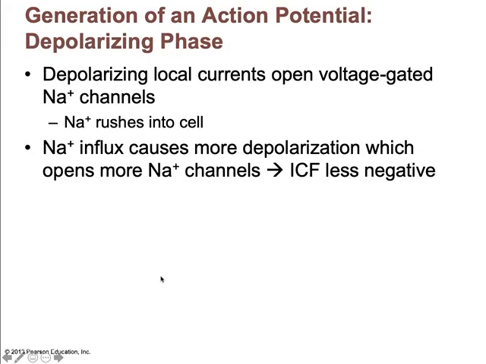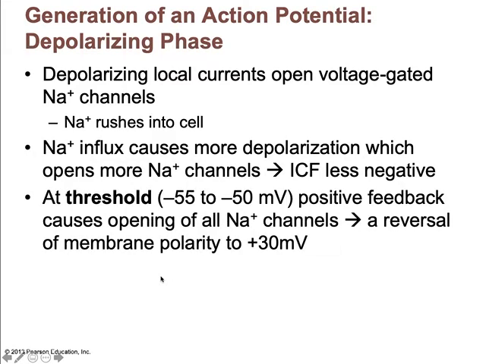Depolarizing local currents open voltage-gated sodium channels, and sodium rushes into the cell. This movement causes more depolarization, which opens more sodium channels and causes the intracellular fluid to get less negative, and then at threshold, that magic voltage, positive feedback causes all of those sodium channels to pop, and then we zip up to positive 30 millivolts in that section of the membrane. Okay, that's the action potential spike right there.